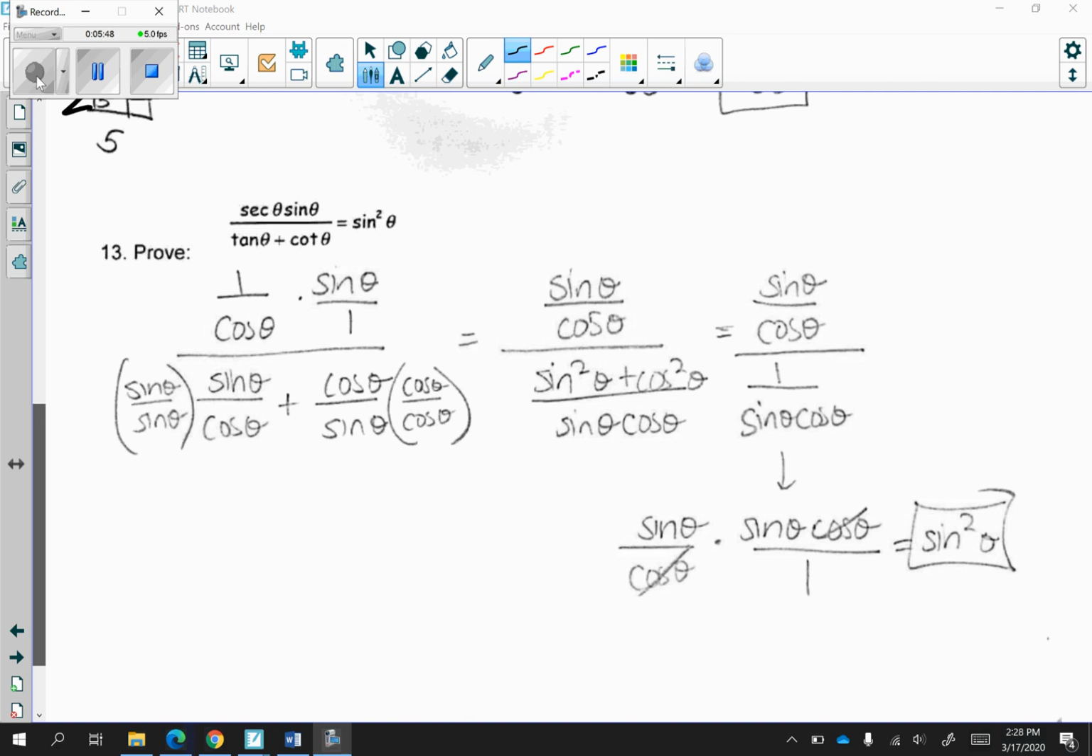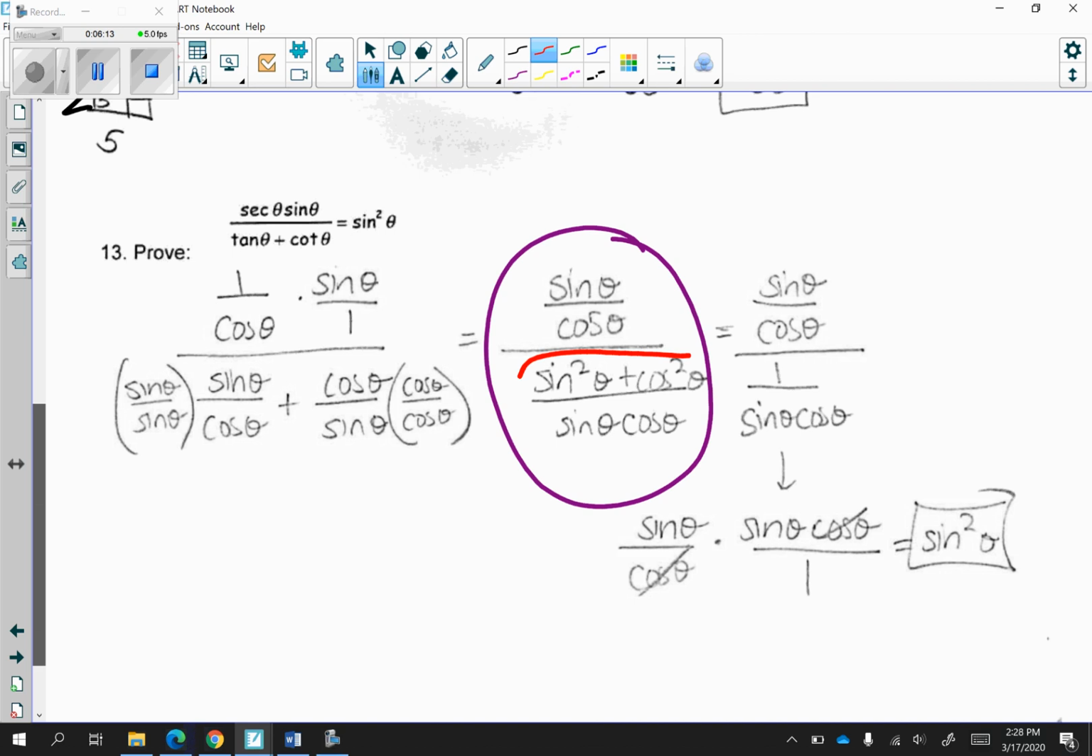Now there's an addition in between those two fractions, so you need a common denominator. So I multiplied the left side by what's missing, which is sine of theta over sine of theta, and the right side by cosine of theta over cosine of theta. So if you notice here, I'm left with sine of theta over cosine of theta for my numerator, divided by sine squared theta plus cosine squared theta over sine theta cosine theta. Now notice this is the Pythagorean identity, so we can replace that with the 1.